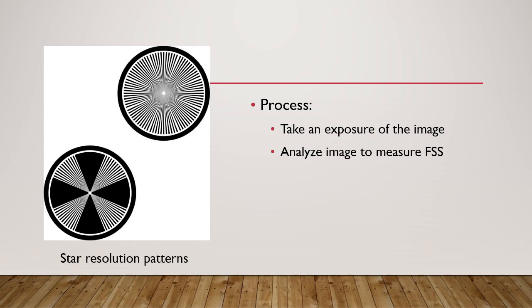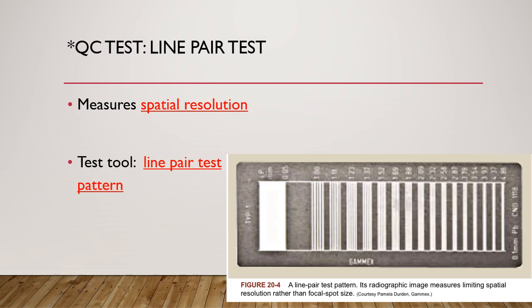These are pictures of the star pattern test tools, and the process is to take an exposure of the image and analyze the image to measure the focal spot size. The line pair test measures spatial resolution, and the test tool is a line pair test pattern. We take an image of this test tool device and visually look at the image to see how many lines can be seen.